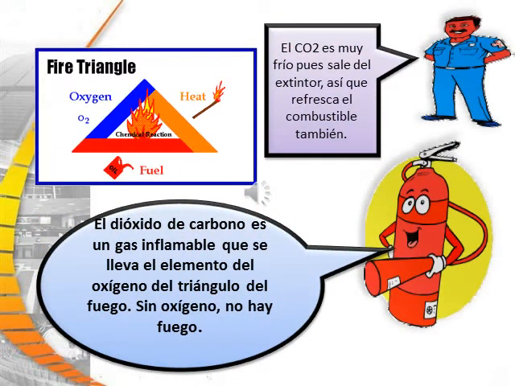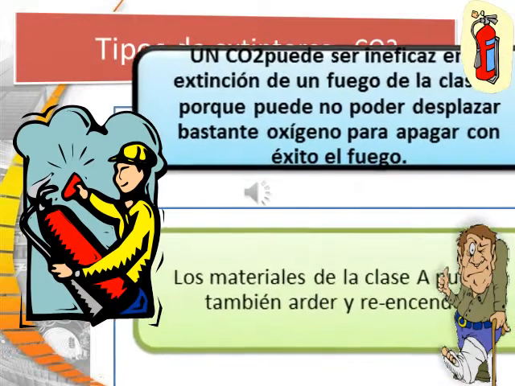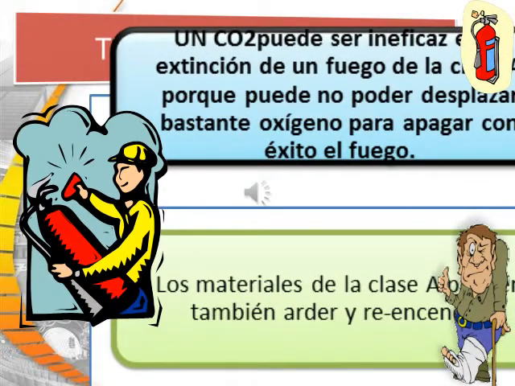CO2 is very cold when it comes out of the extinguisher, so it will look like a fog as well. Carbon dioxide, however, is a non-flammable gas that takes away the oxygen element of the fire triangle. Without oxygen, there is no fire. CO2 may be ineffective in extinguishing a Class A fire because it is not able to displace enough oxygen to successfully put the fire out. Class A materials may smolder and reignite.